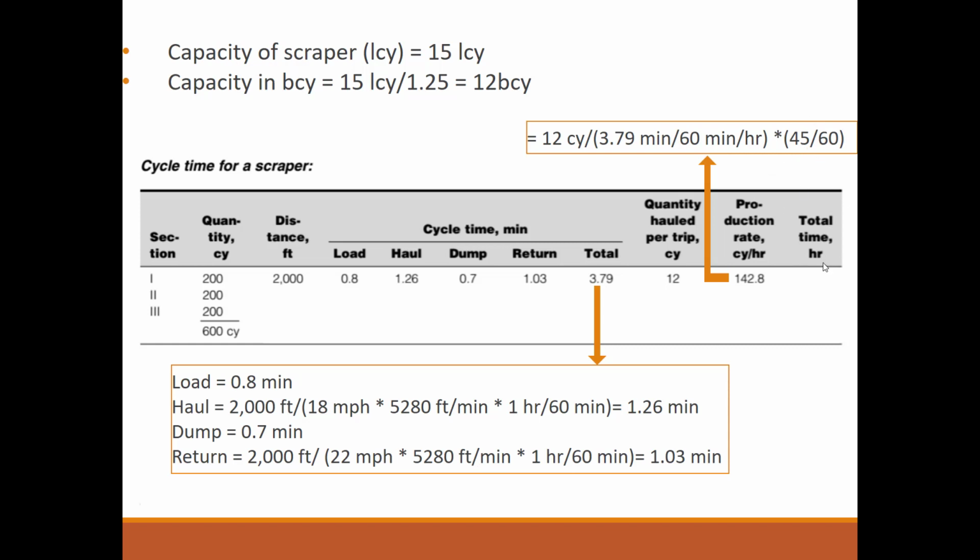Moving on, how do I get my total time? Well, I know that it takes 142.8 cubic yards per hour. That could be finished in an hour. If I have 200, it's probably going to be an hour and a little bit more. So it's going to be 1.4 hours, which is 200 divided by 142.8. This is just for haul 1.